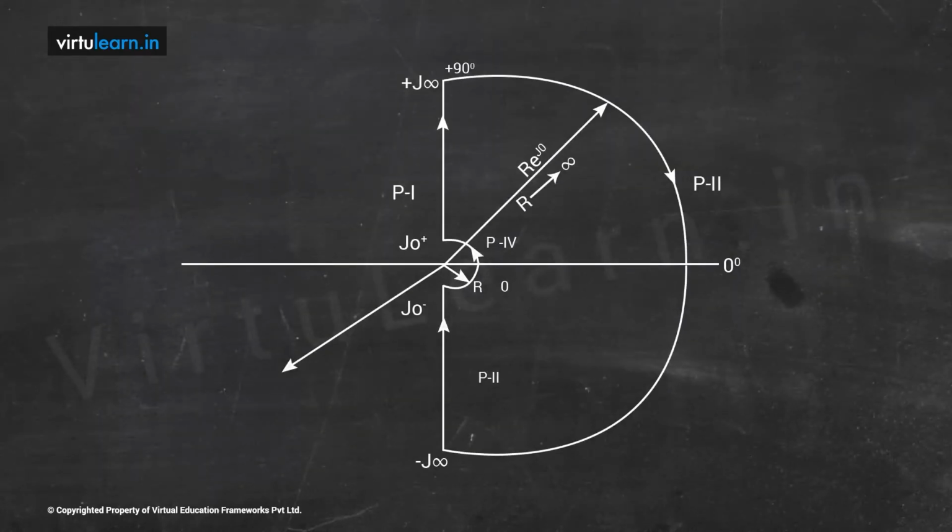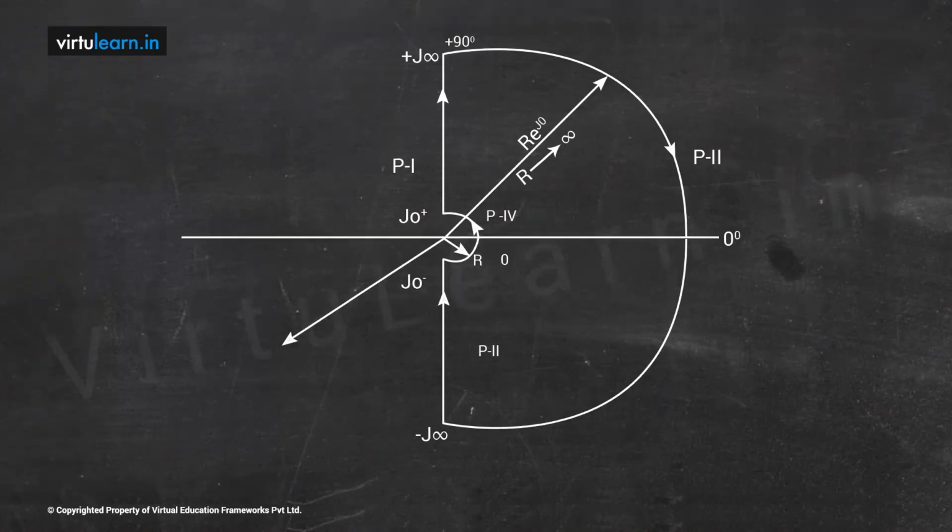One is from 0 plus to plus infinity, then from plus 90 to minus 90 with radius r tends to infinity is the second path, minus infinity to minus 0 is the third path, and minus 0 to plus 0 is the fourth path. So we know that the Nyquist plot is nothing but plotting all 4 paths into the GH plane, where this Nyquist path lies in the S plane. So we'll take path 1.